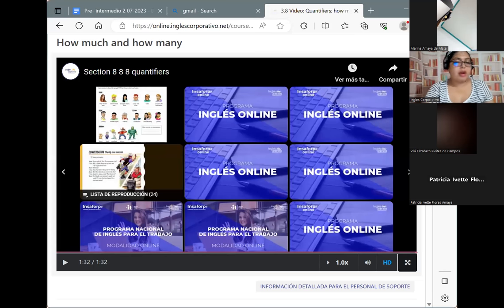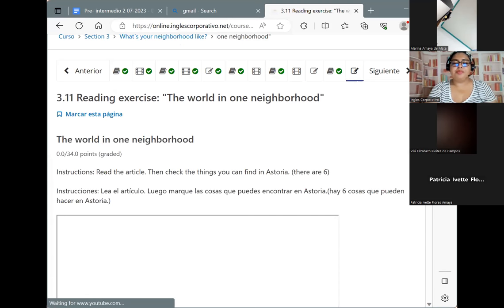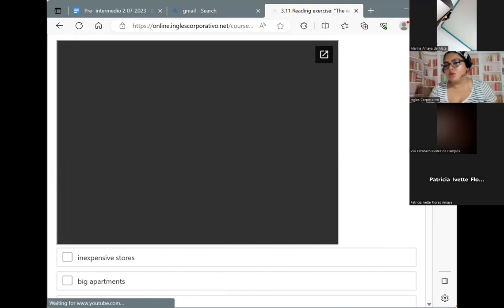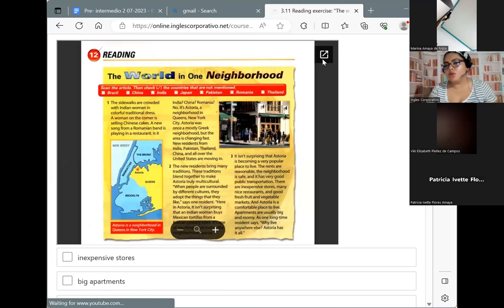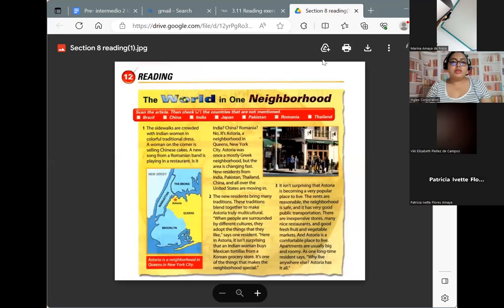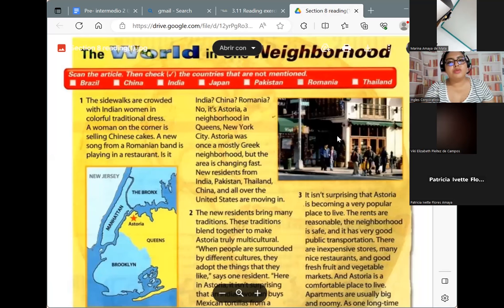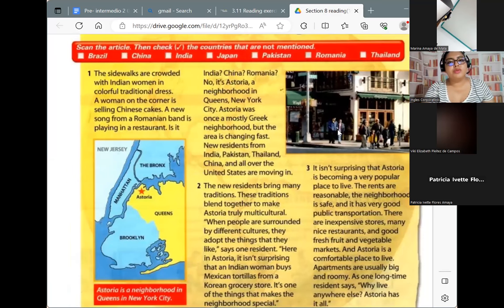Okay, there we have the last part of the information related to the quantifiers. Now we are just going to read a little bit of the last article that we have in this section. I know that you completed this exercise, but you're just going to read this information and we are going to analyze a little bit what is in this article. In this case, we are talking about one neighborhood, a specific place, and we're going to read a little bit. I'm going to read this article and I'm going to give you my ideas about this specific neighborhood.